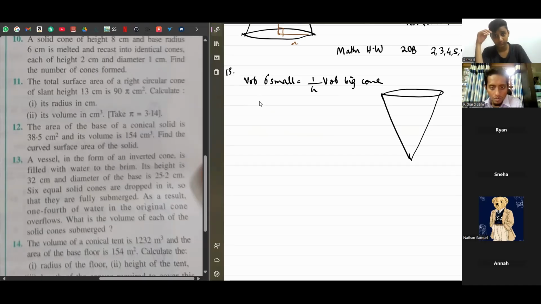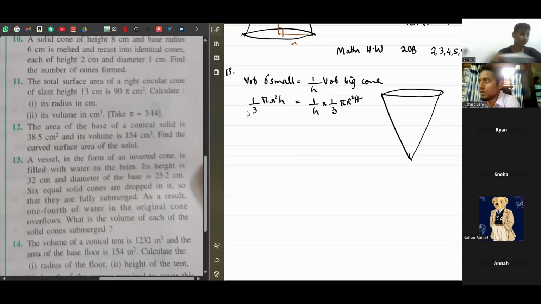So small cones volume formula is 1/3 pi r square h. And here this is 1/4 into 1/3 pi R square H. Okay, I'm just using small r, h for the small cone and capital R and H for the big cone. Do you understand the formula, everyone? The equation? Okay, so now we put all the values. What all do we have? The question is what? They're asking what is the volume of each of the solid cones submerged. So we don't need to find pi and r and h over here. We have to find volume of one small cone.